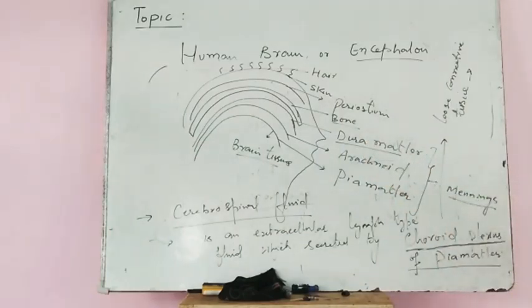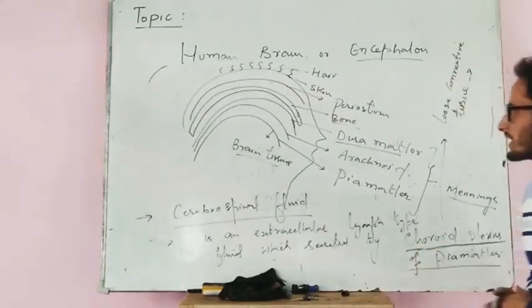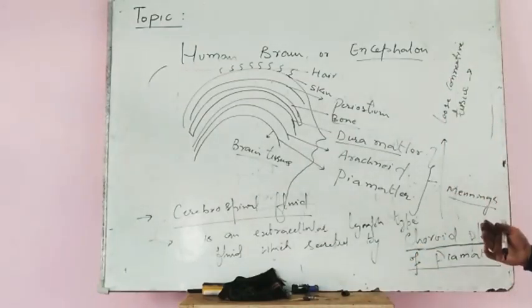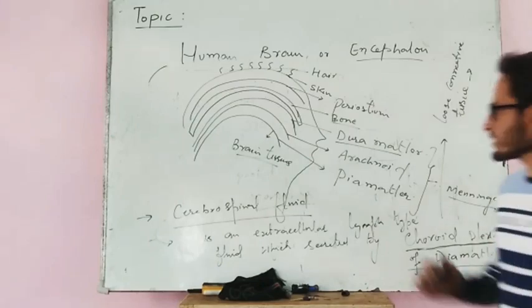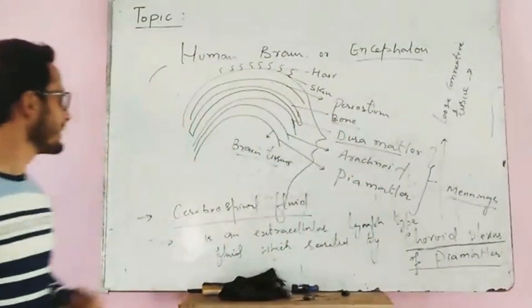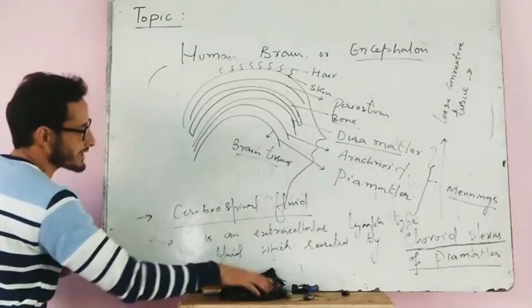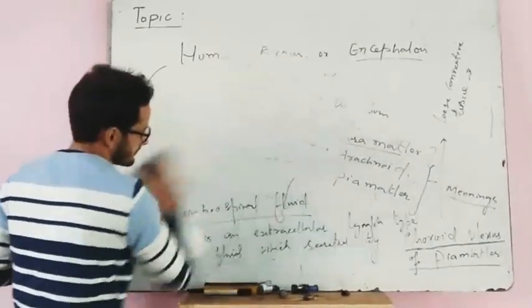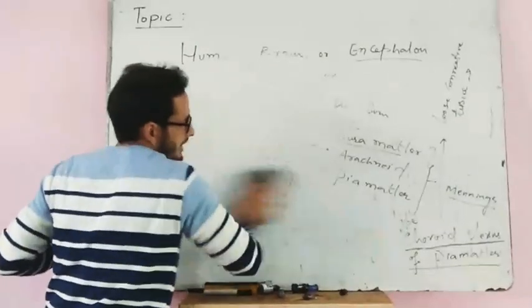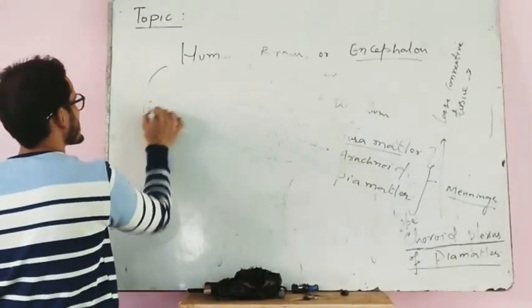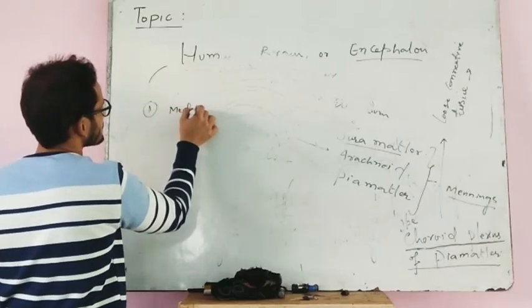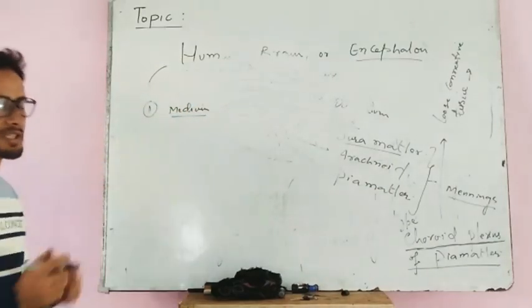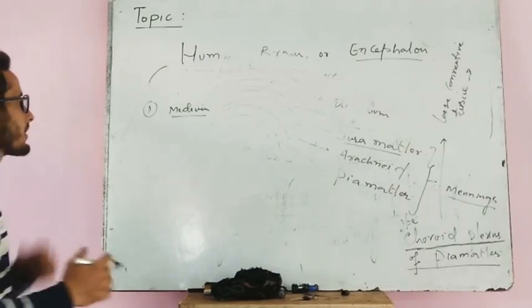This cerebrospinal fluid is an alkaline fluid and its function is to protect the brain from mechanical shocks and also provide moisture to the brain, that is, lubrication. And one more important function of the cerebrospinal fluid in our brain is that it provides a medium for the transport of food material, gaseous material and waste material with the nerve cells.